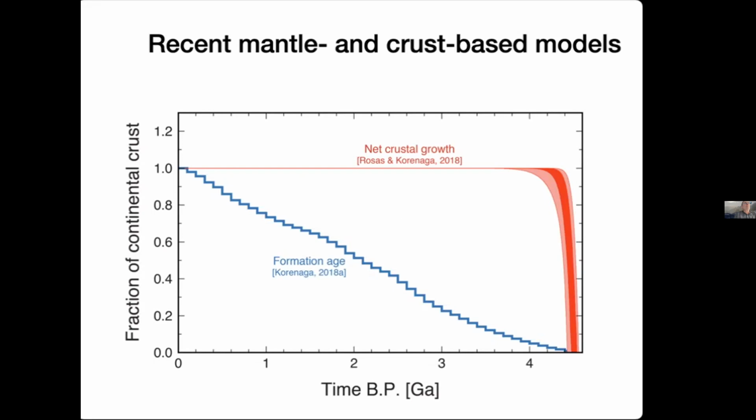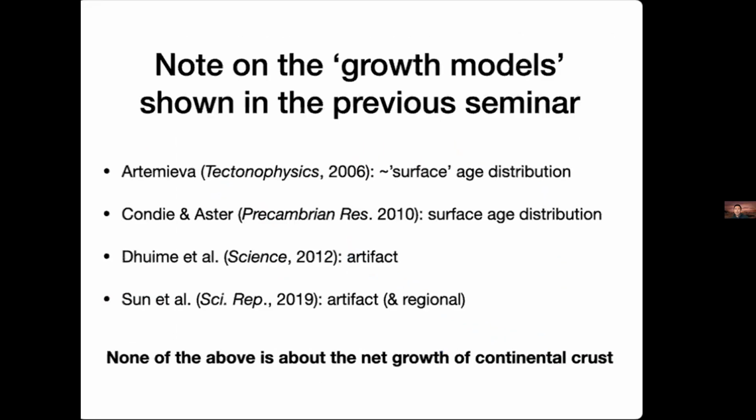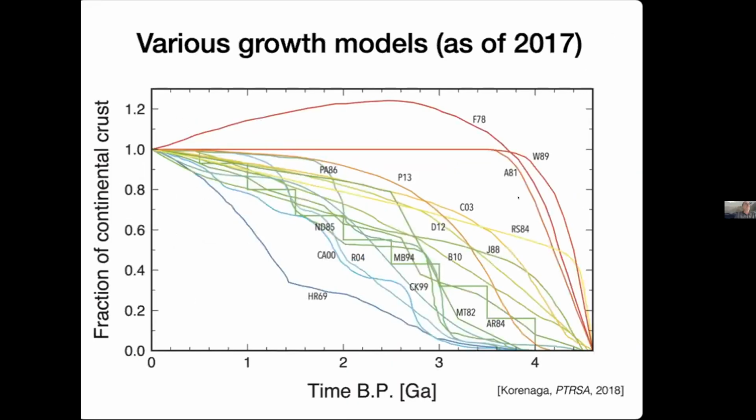Yes, so maybe we misinterpreted some of the curve, but it's a big difference from most of the curves that were published. Is that right? You mean like this one, right? Yes, this one. So my model is very close to the so-called Armstrong model, which Armstrong published in 1981. And most models are something like this.